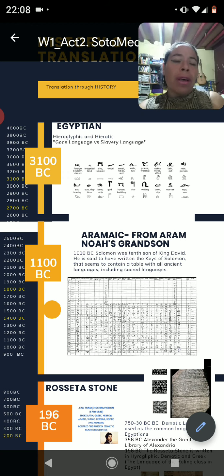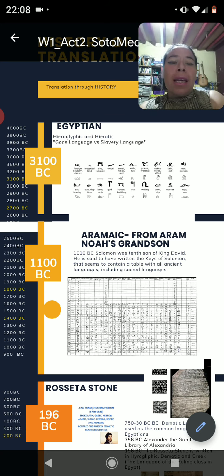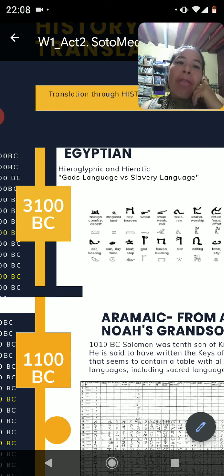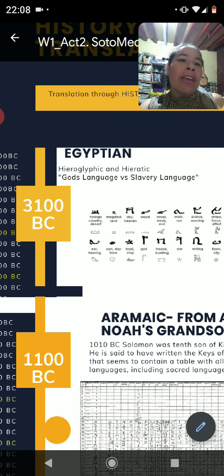We start with the Egyptians back in the 1300s before Christ. In those times, there were two languages used in ancient Egypt. The hieroglyphics, that's what we connect more with the Egyptians, and there was another language called hieratic. The hieratic language was the language of the people, spoken by the slaves, by the regular people, not the ruling class.